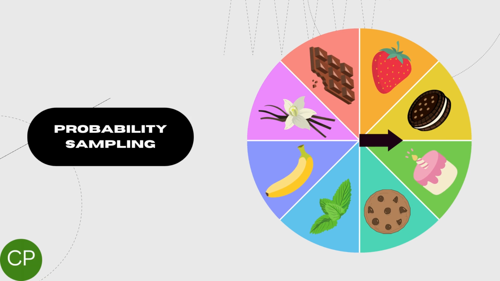If there are 8 flavors of ice cream and you want to bring 3 flavors to your class to share, you can put all 8 flavors on a wheel and then spin the wheel 3 times. Whatever flavors the arrow lands on, those will be the flavors you share with your friends in class. This is called probability sampling.